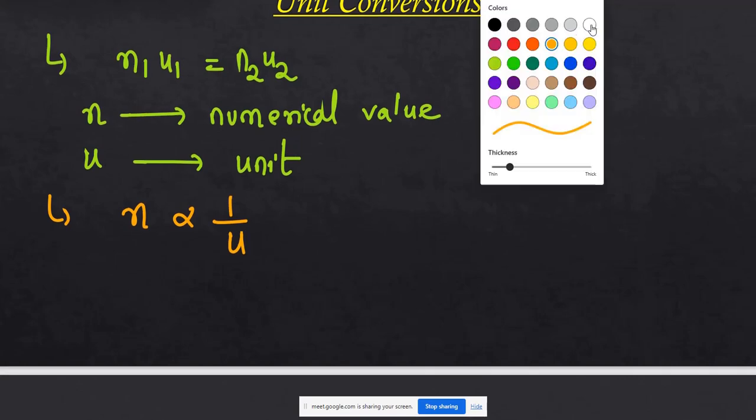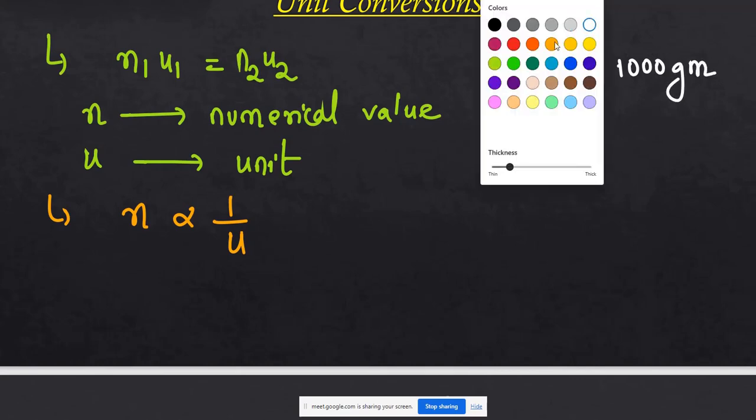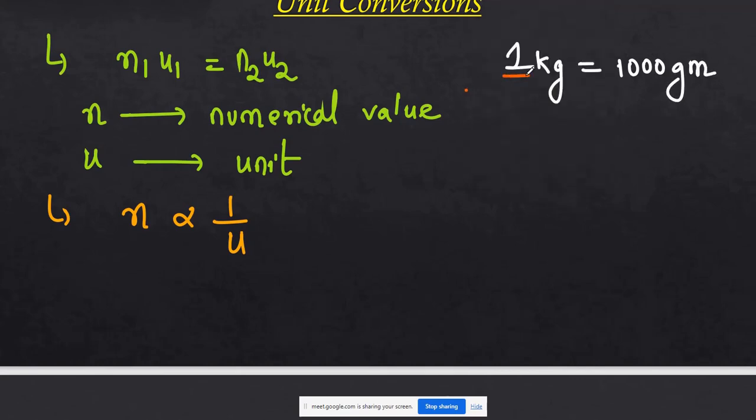Simple. I'll give you an example. If you take 1 kg, can you tell me how many grams does it have? 1000 grams. Okay. Now, you have a number here, right? 1 kg, that is n1. You have 1000, which is a number, that is n2. You have kg as one unit, that is u1. You have another unit gm, that is u2. This is nothing but unit conversion.